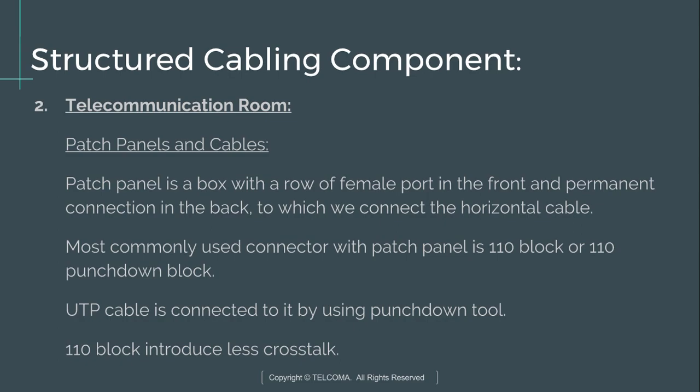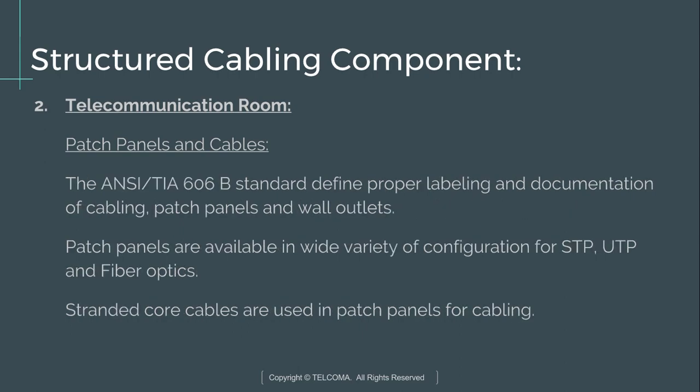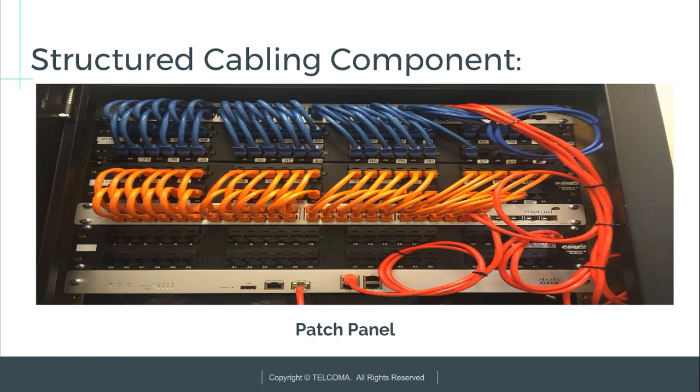Next are patch panels and the cables used in the telecommunication room. A patch panel is a box with a row of female ports in the front and permanent connections in the back, to which we connect the horizontal cables. The most commonly used connector with a patch panel is the 110 block, or 110 punch down block. UTP cable is connected to it using a punch down tool. The 110 block introduces less crosstalk. The ANSI TIA 606B standard defines proper labeling and documentation of cabling, patch panels and wall outlets. Patch panels are available in a wide variety of configurations for STP, shielded twisted pair cable, UTP, unshielded twisted pair cable, and fiber optic. Stranded core cables are used in patch panels for cabling. This is a diagram of a patch panel.